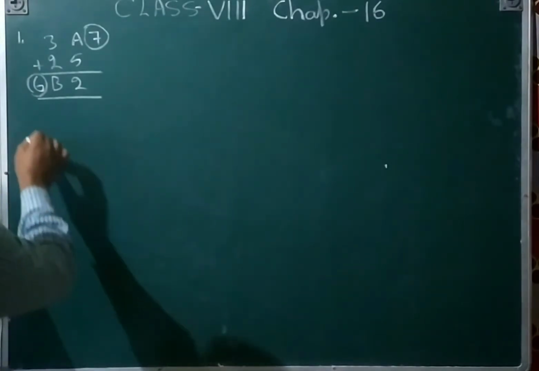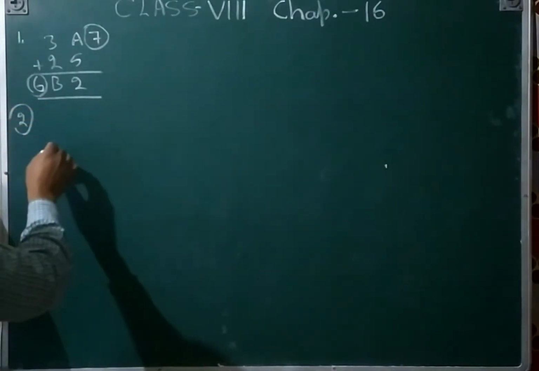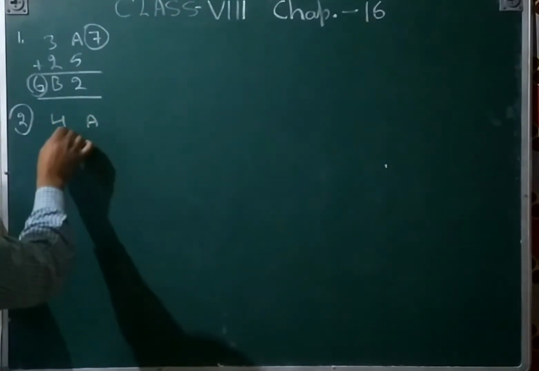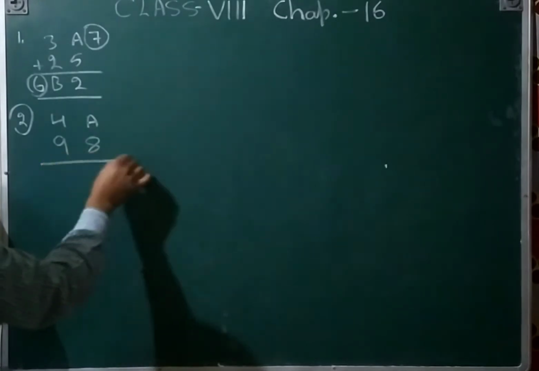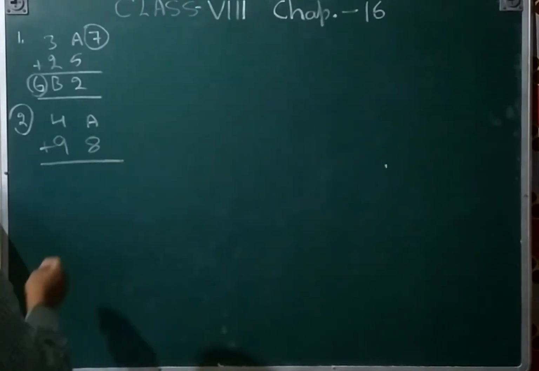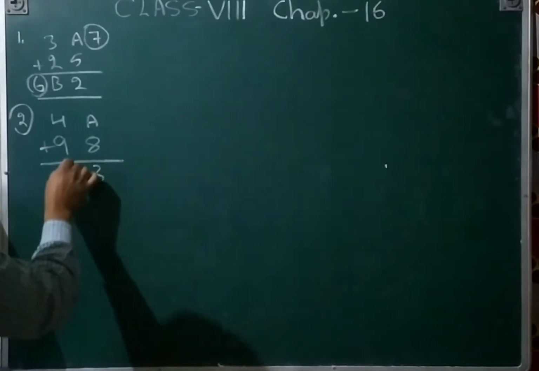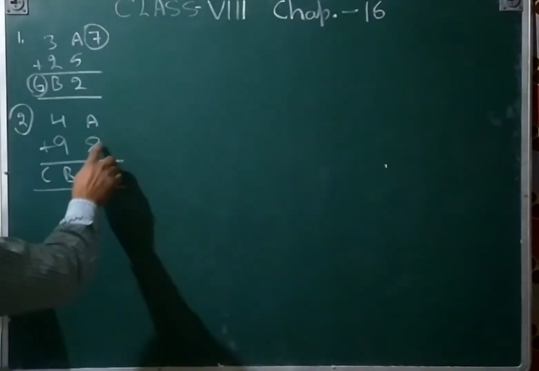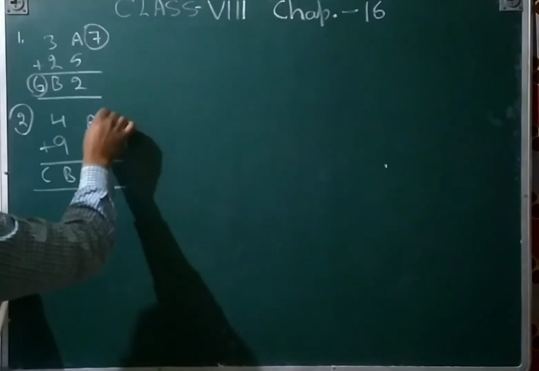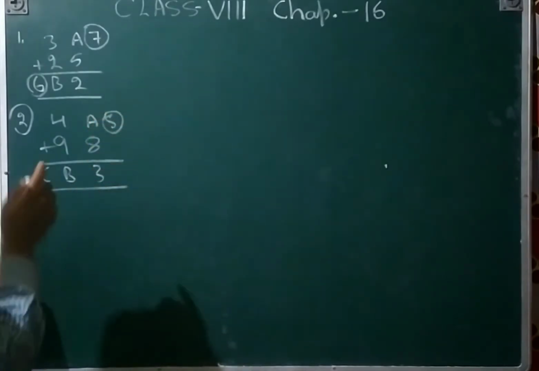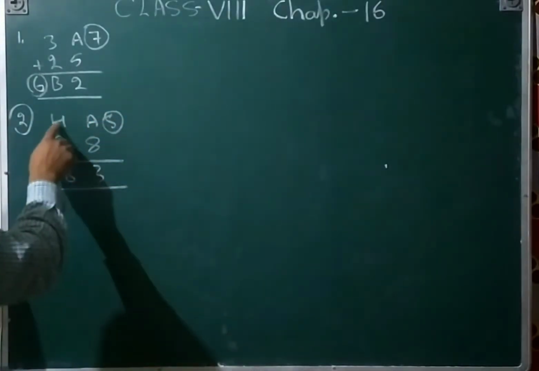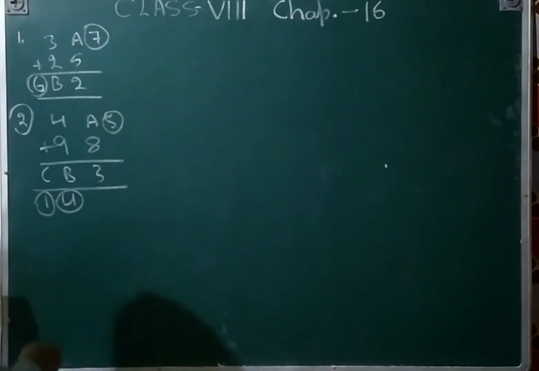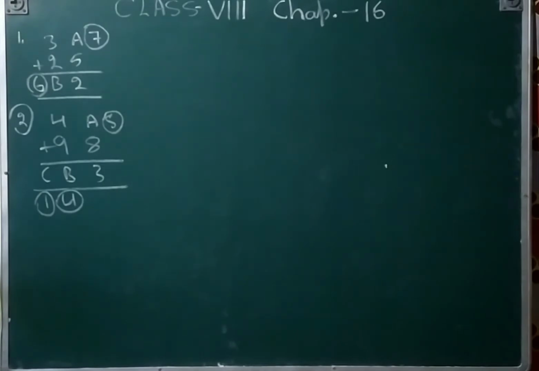Question number 2: 4A9 plus 8 and 3B C. 8 plus 5 will be 13. Carry 1, 9 plus 1 is 10, 14. That will be 14. The value of B will be 4 and the value of C will be 1.